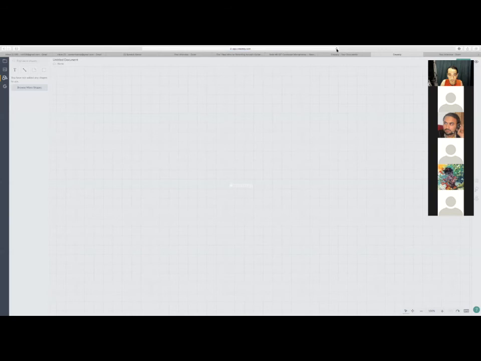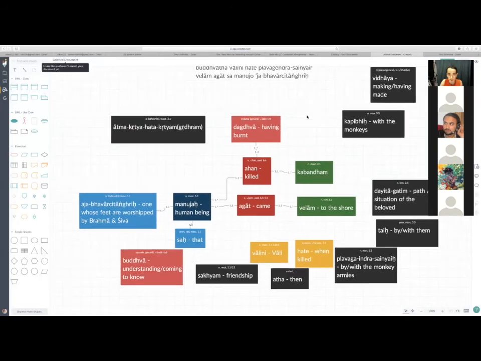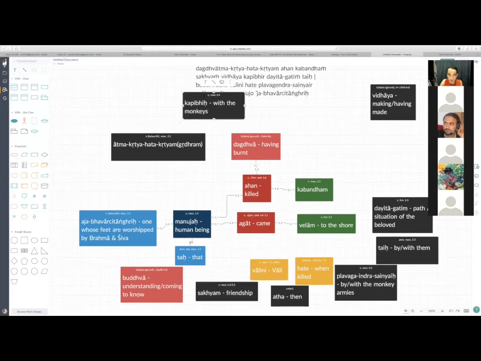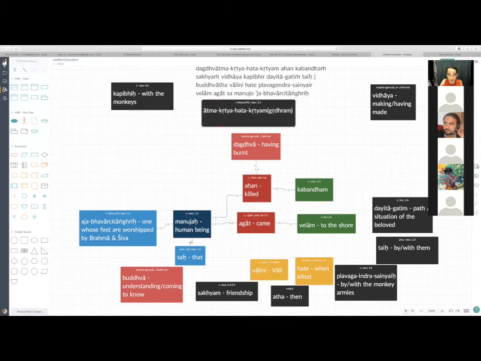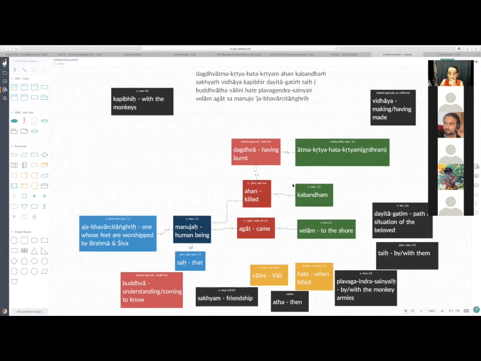So that would be what it will be in connection to Dagdha. Which role will it play? Rama performed the final burning of his body. Grammatically, how do we call it? Accusative. Yeah, it's an object. The object of Dagdha. So let's color it as an object. Green. Yeah, object. Dagdha. So Dagdha, Kritya Ahanka Bandham Sakyam Vidhaya.